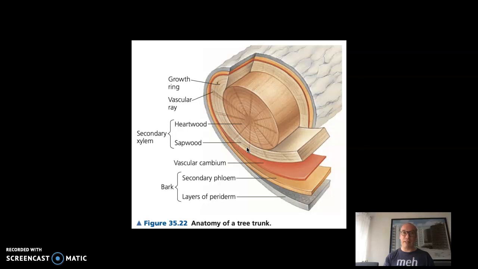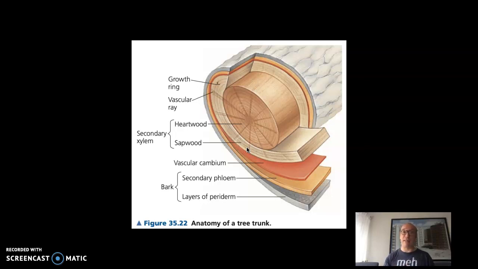Where the rings are really close to each other, it means there was less sun and there was less food and less water. Sometimes you see even a blackened part in a ring. Maybe there was a fire then. So you could say in the annual rings, you can also see the history of a tree.